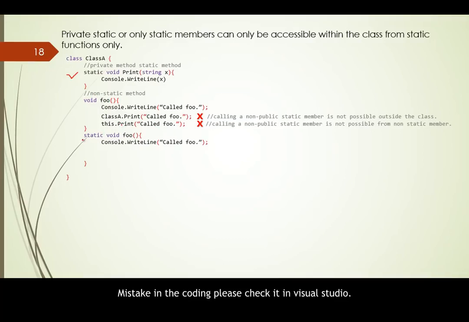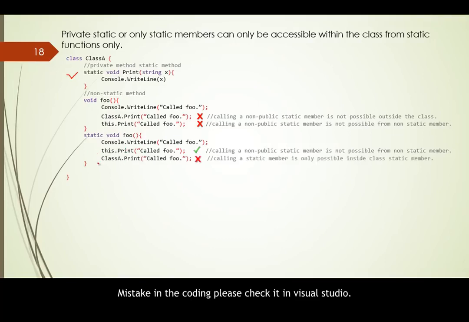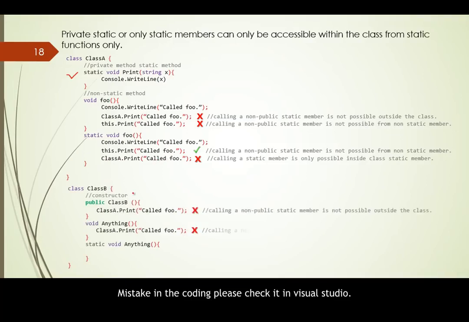And let's try it on the static method. If we do this.print, we'll be successful because we can call static methods or members from static members. And if we try to access again with class A.print, it will not succeed. And let's see the example for class B. For all the examples, we will fail because it is a private static member. We cannot access it outside the class.